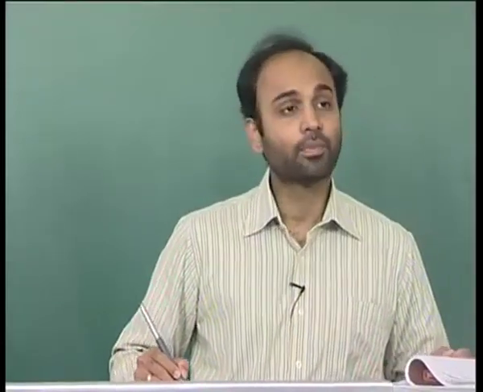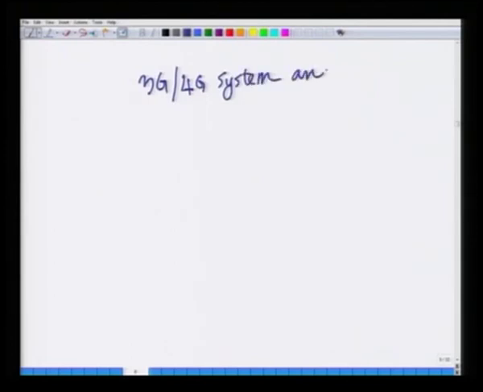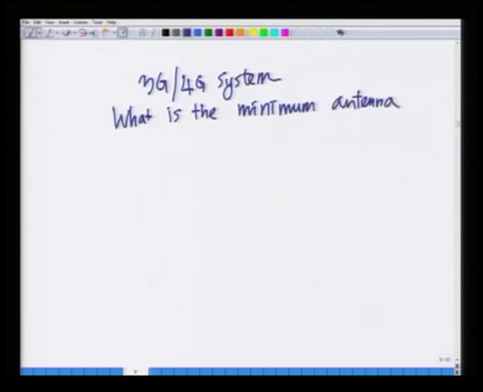Now, let us consider a 3G or 4G system. In a second example, let us consider a 3G/4G system, and again ask the same question: what is the minimum antenna spacing required for diversity or independence?